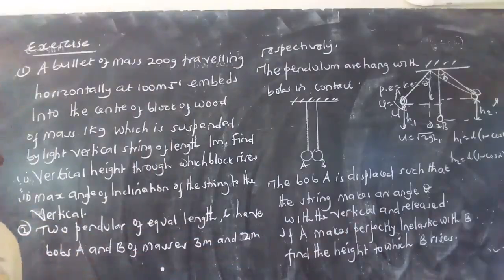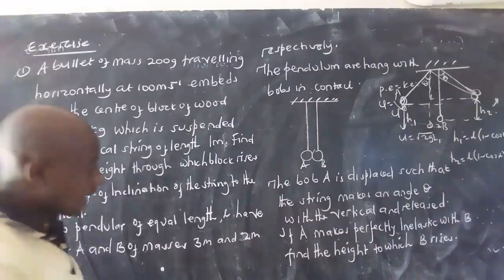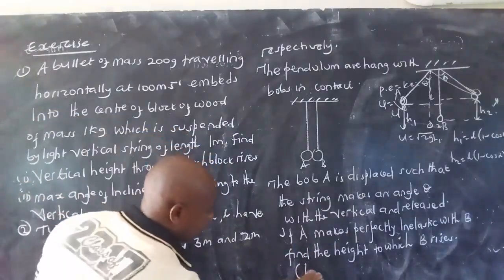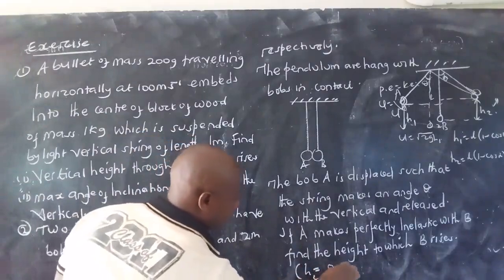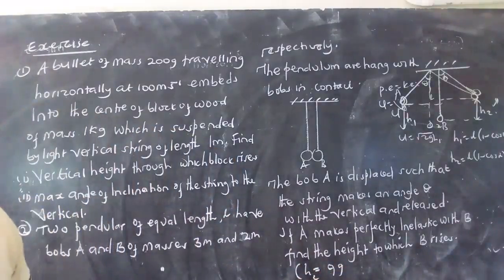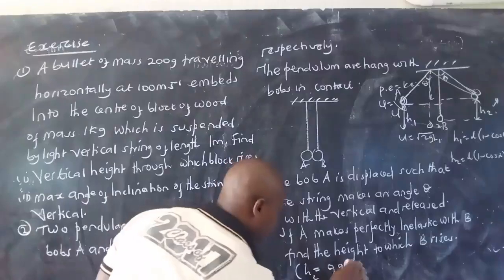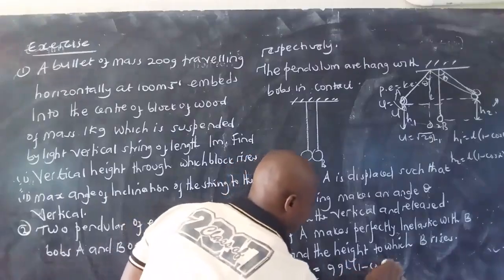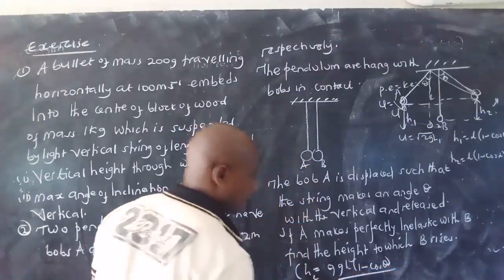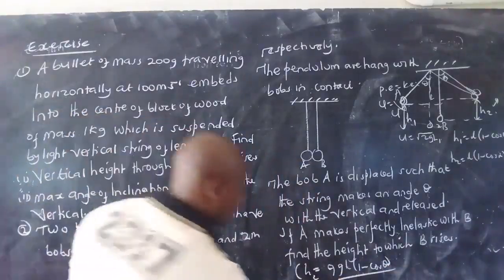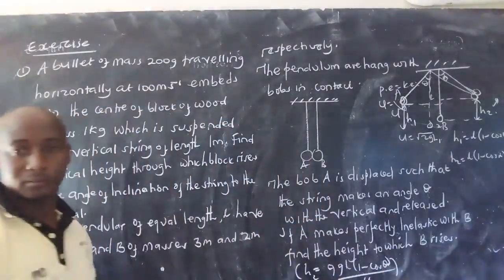So in this case, when they tell you to find that height, you'll be able to get the answer here. The height H2 will be equal to 9 g L into 1 minus cos of theta, divided by 16. That will be the answer that we'll be able to get.